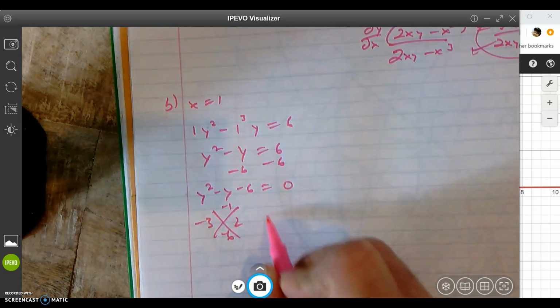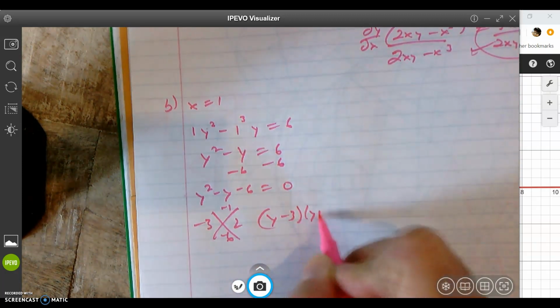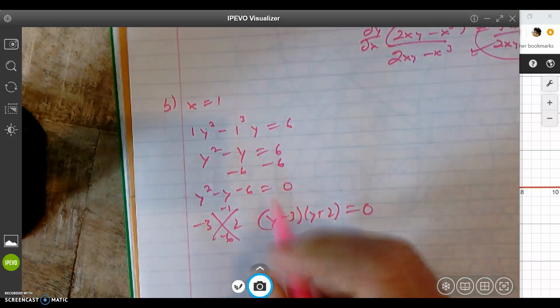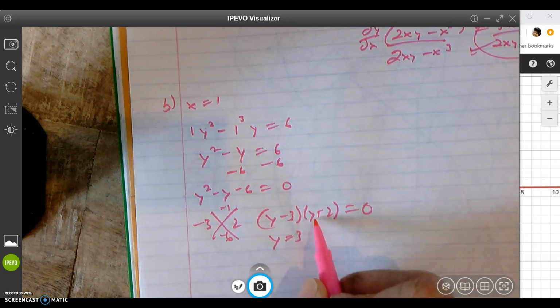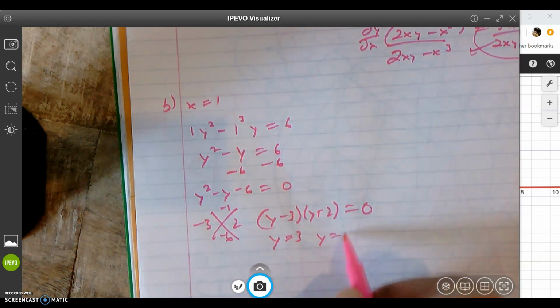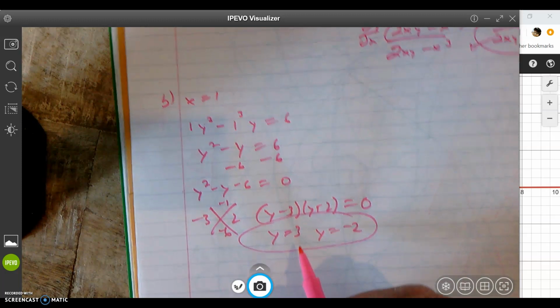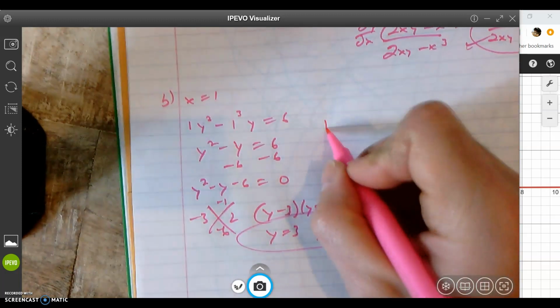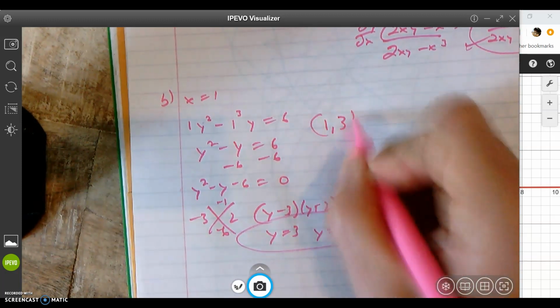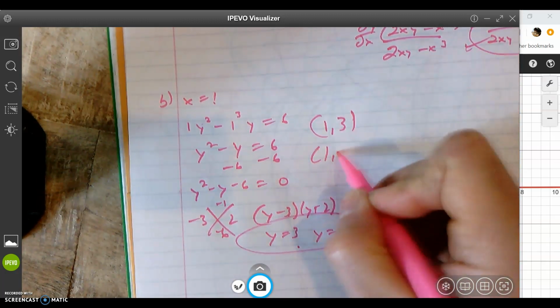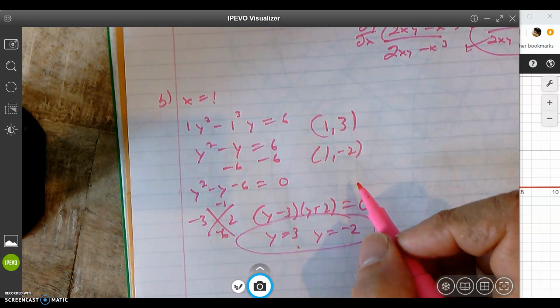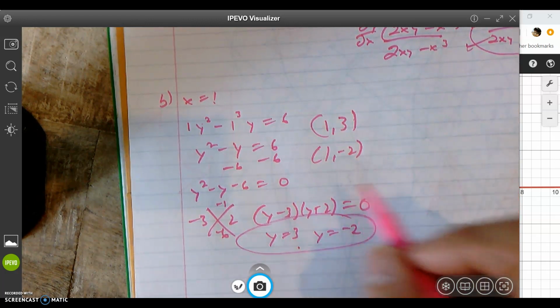Negative 3 and 2, so y minus 3, y plus 2 equals 0. Zero product property: y minus 3 is 0, that would be 3. y plus 2 is 0, that would be negative 2. Bam. And so my 2 points are (1, 3), 1 for the x, 3 for the y, and (1, negative 2). Boom. Nice.